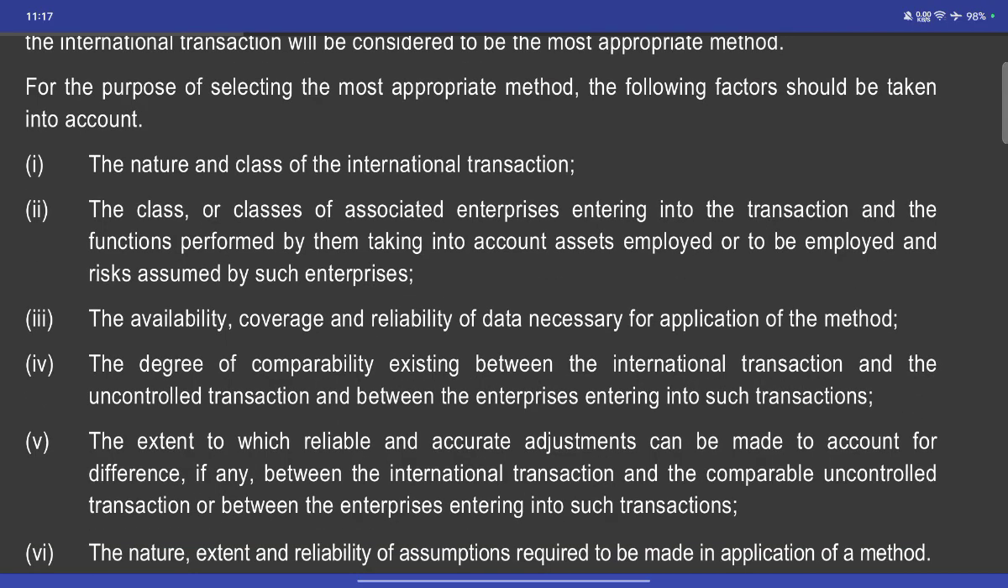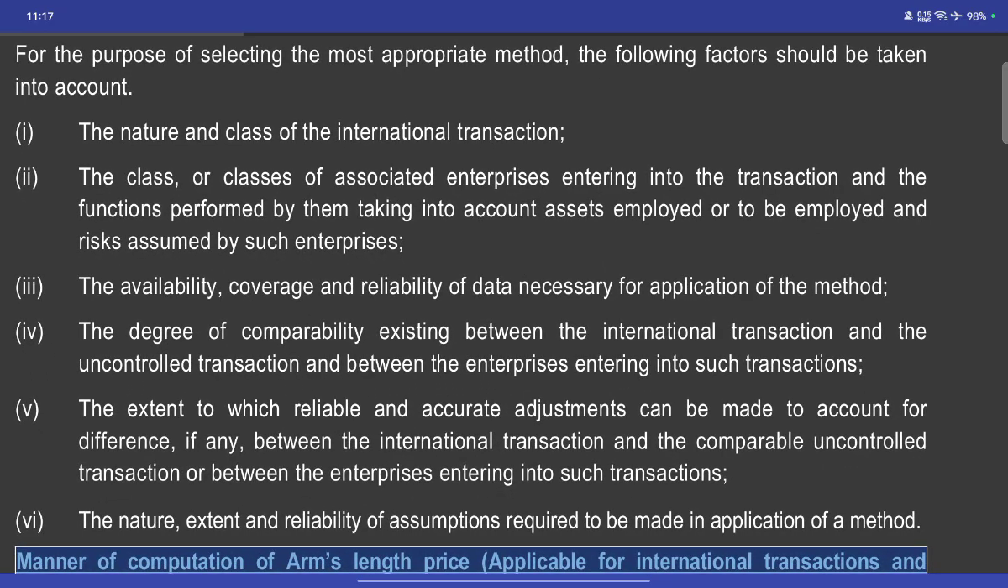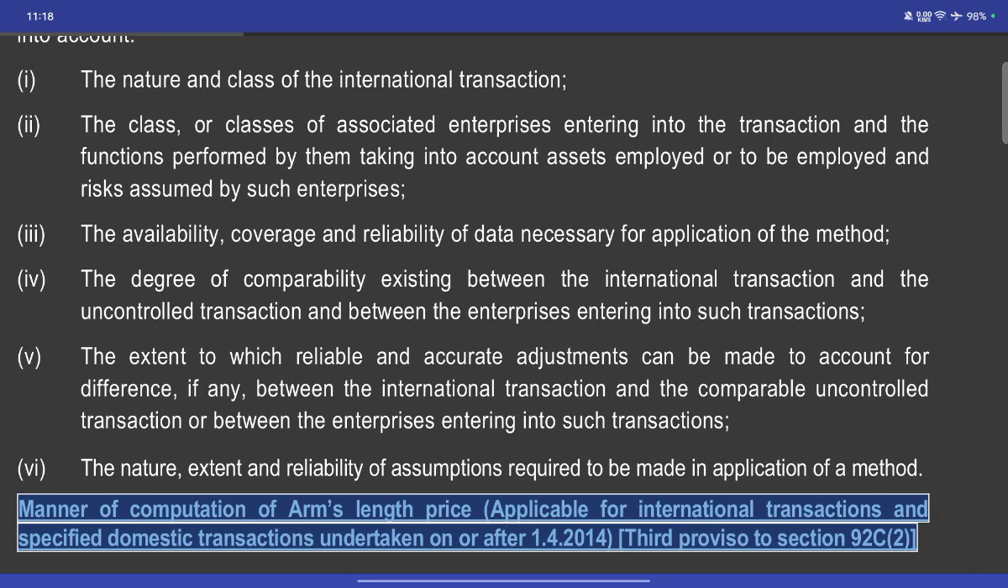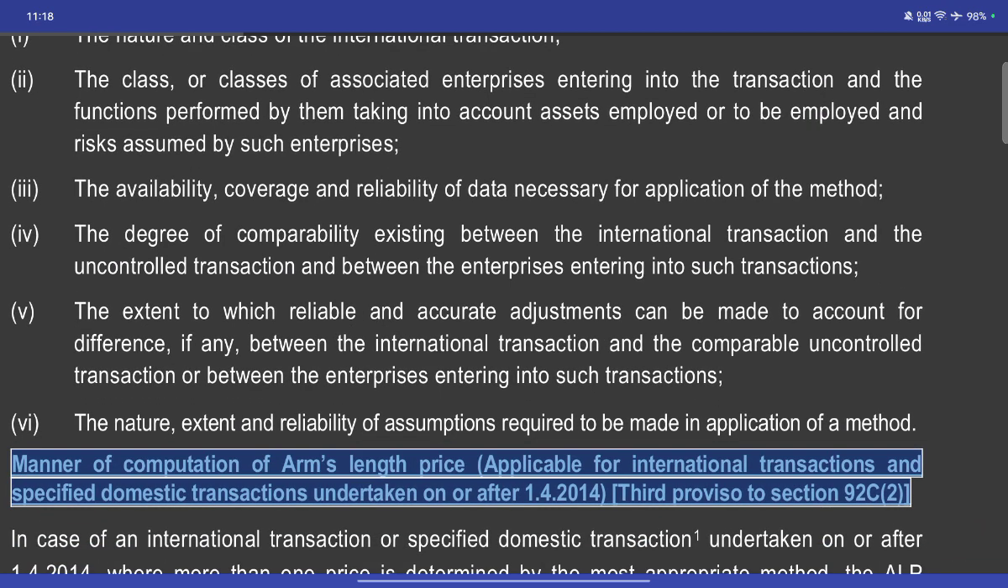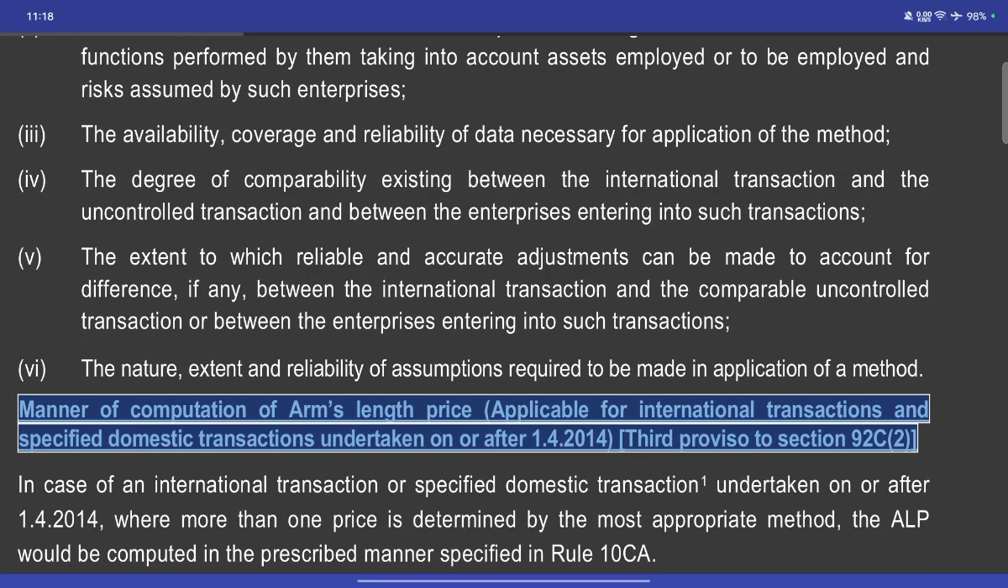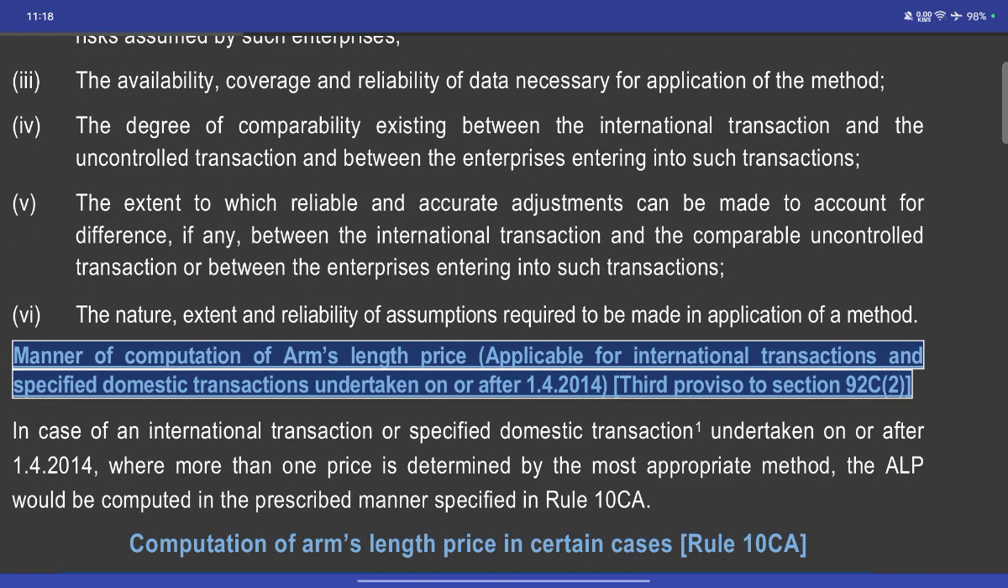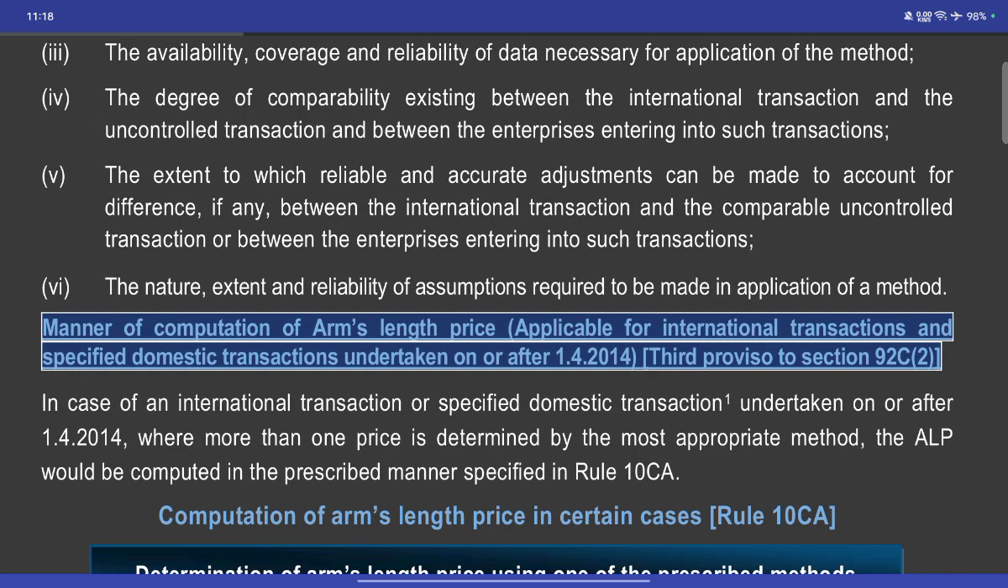For the purpose of selecting the most appropriate method, the following factors are to be taken into account: the nature and class of the international transaction, the class of associated enterprises entering into the transaction and functions performed by them, taking into account assets employed or to be employed and the risks assumed by such enterprises; the availability, coverage, and reliability of data necessary for application of the method; and the degree of comparability existing between the international transaction and the uncontrolled transaction between the enterprises entered into the transaction.